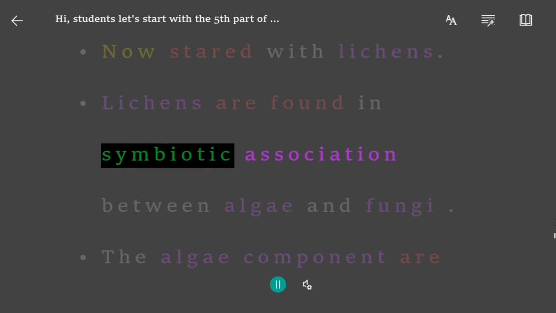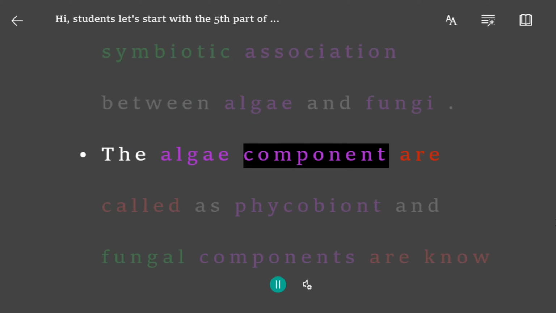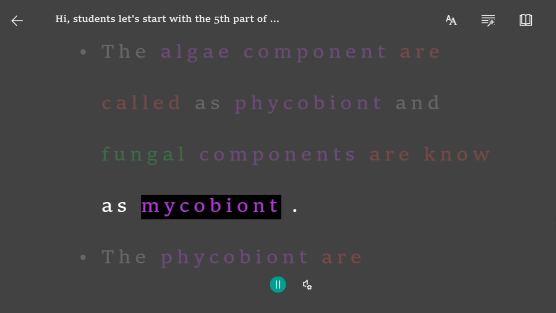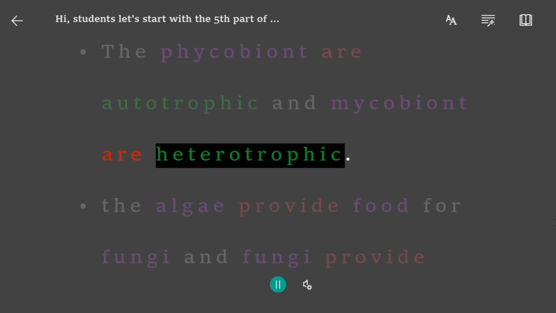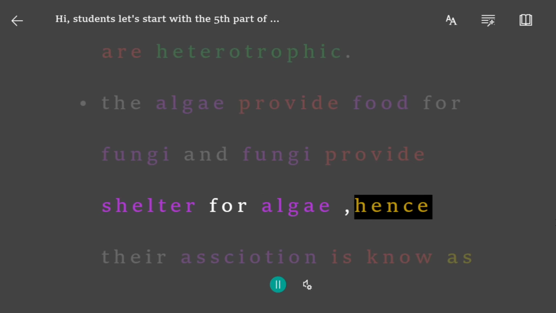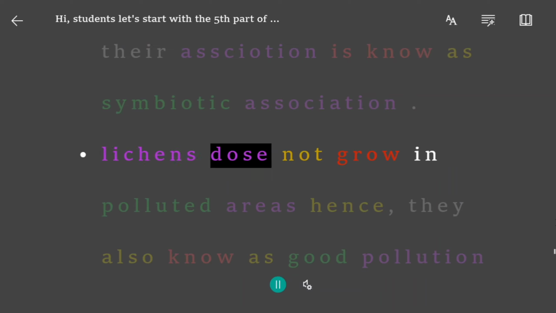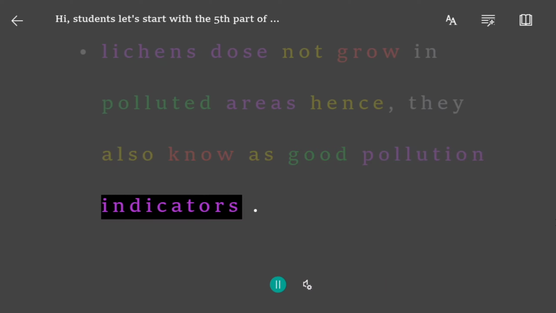Now starting with lichens. Lichens are found in a symbiotic association between algae and fungi. The algal component is called phycobiont and the fungal component is known as mycobiont. The phycobiont is autotrophic and the mycobiont is heterotrophic. The algae provide food for fungi and fungi provide shelter for algae, hence their association is known as symbiotic association. Lichens do not grow in polluted areas, hence they are also known as good pollution indicators.